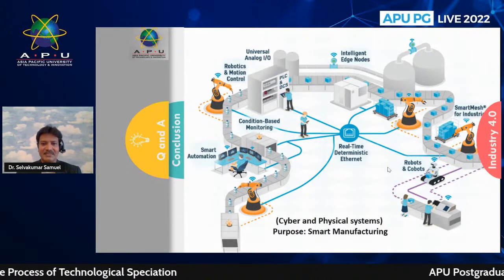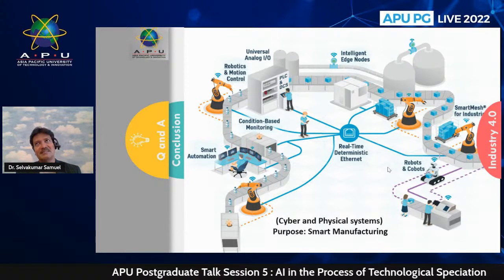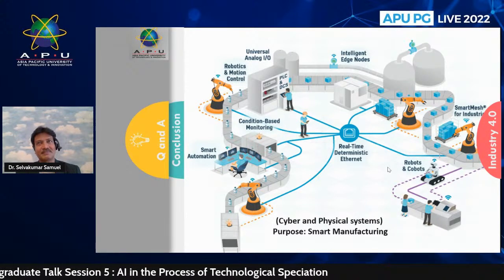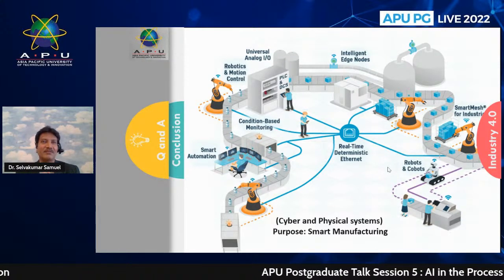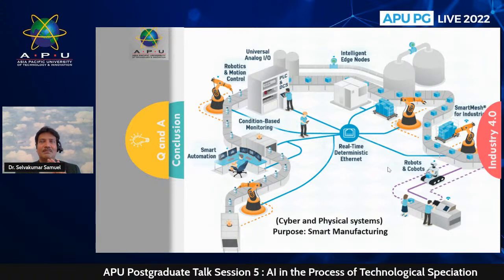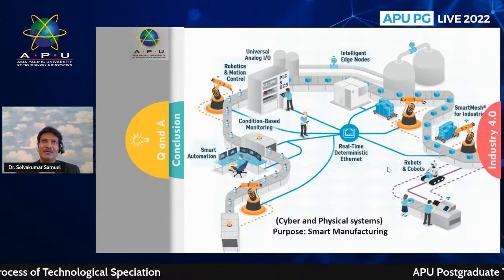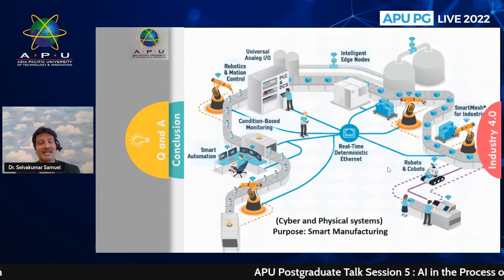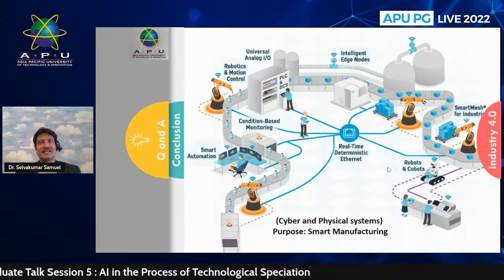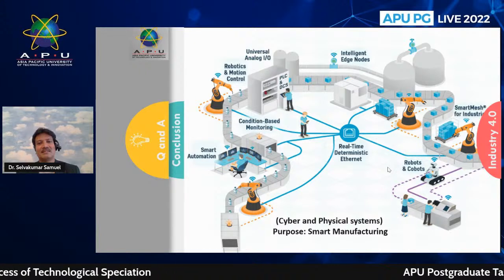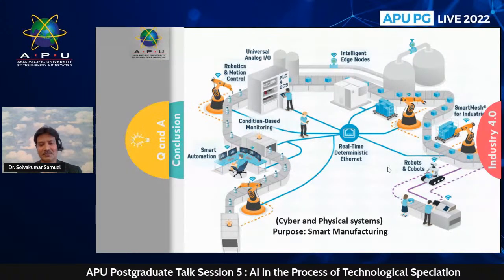Next, technology species, nothing but Industry 4.0. Initially, they started with AI, data analytics, and IoT. The main objective or purpose of this Industry 4.0 is smart manufacturing. So AI with other technologies like IoT and data analytics, they use another term called cyber physical systems. So cyber physical system, AI, data analytics, and IoT, the fusion of these four, the result is smart manufacturing. That is called Industry 4.0.